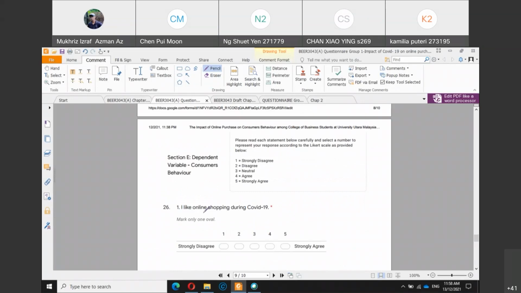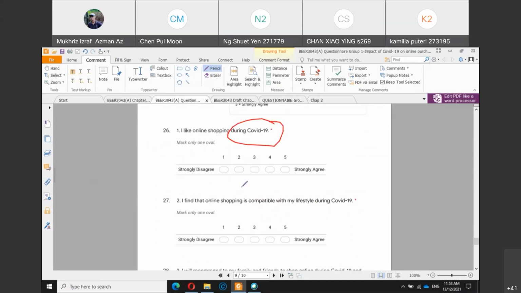Even this one, I like online shopping during COVID-19. It's not during COVID-19. It's you shopping. You do shopping maybe when you are in lockdown, because COVID-19 is just a virus. You don't shop during COVID-19. You do shopping because you cannot travel because of the lockdown.